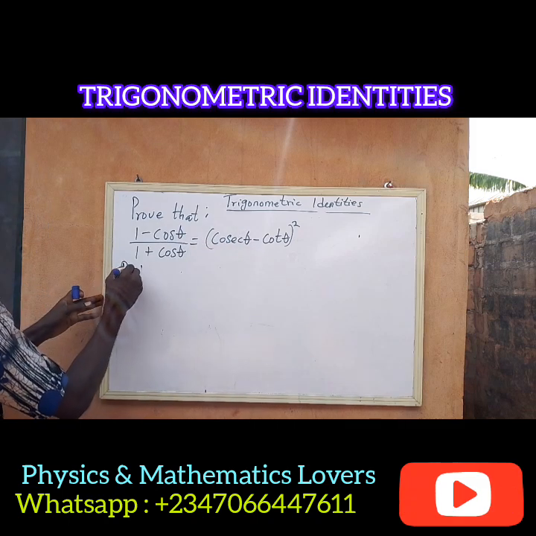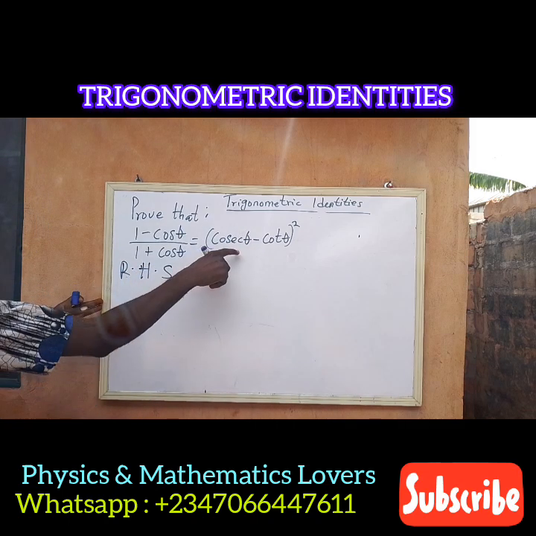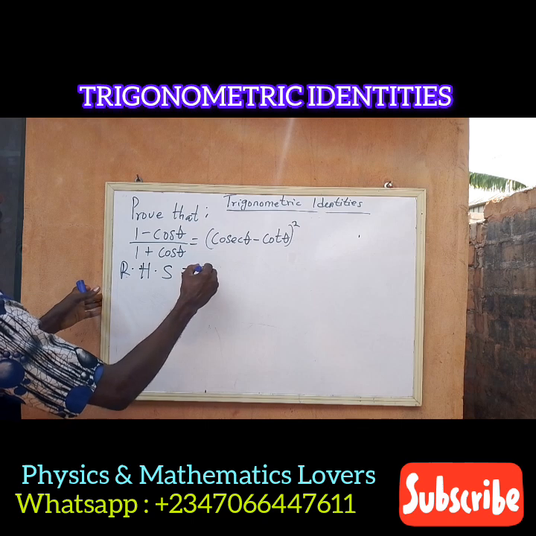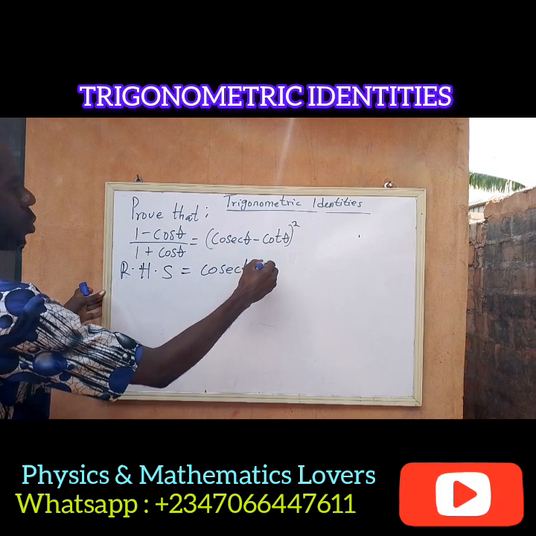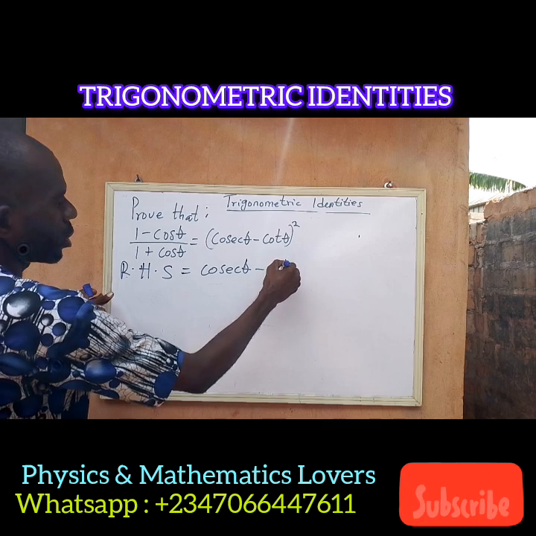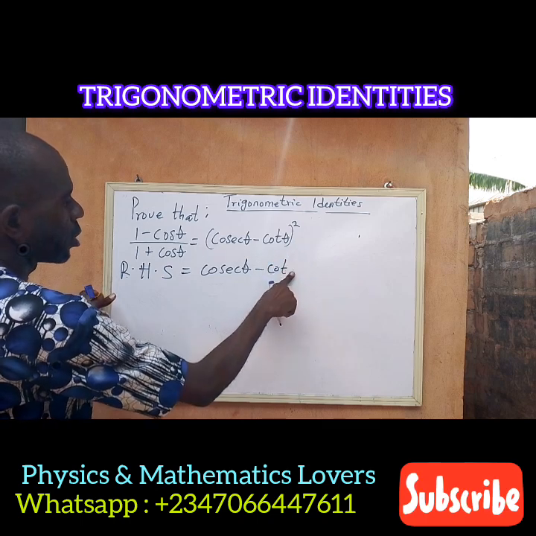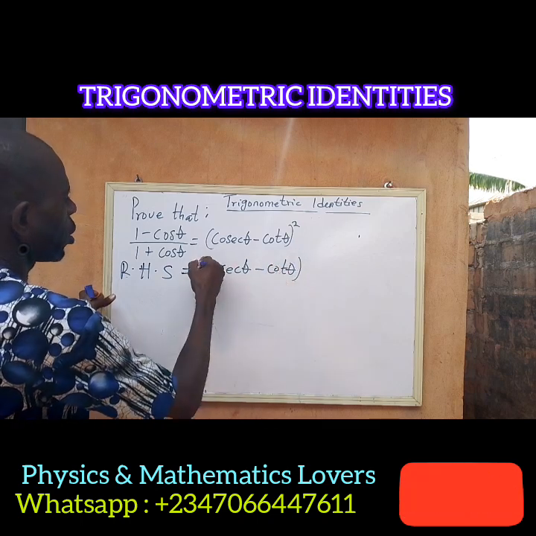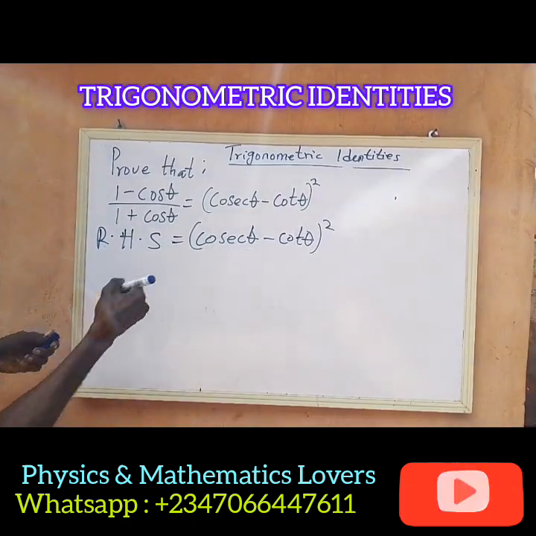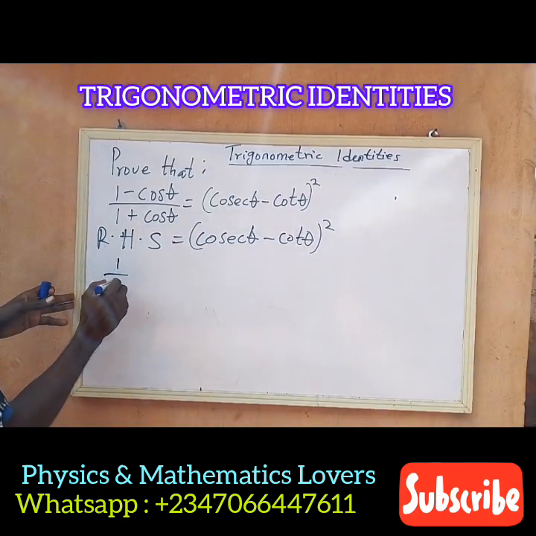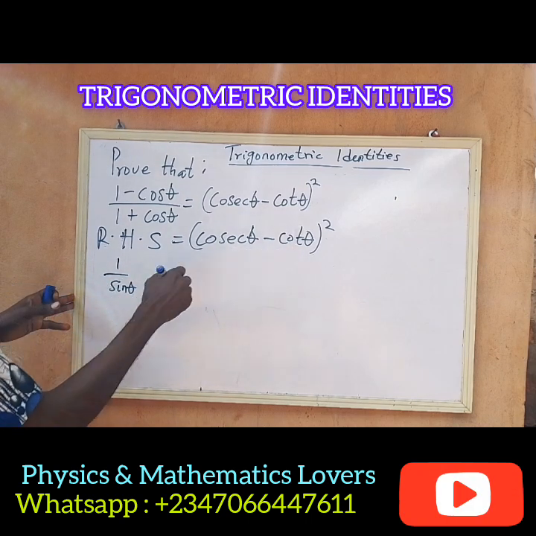So now the right hand side, let's prove the right hand side. The right hand side is equal to cosec theta minus cot theta minus cos theta all squared. So your cosec theta is 1 over sine theta. Then your cot theta is what?